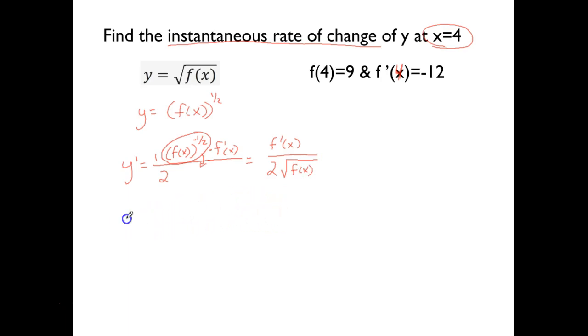Okay, now we just need to find the derivative at 4. So let's plug in 4. F prime of 4 all over 2 square root of f of 4. Okay, what is f prime of 4? That is right over here. It's negative 12 over f of 4 is 9. So we got 2 times square root of 9. Okay, just simplify here. Negative 12 over 2 times 3 would be 6. This is the same as negative 2. There you go.